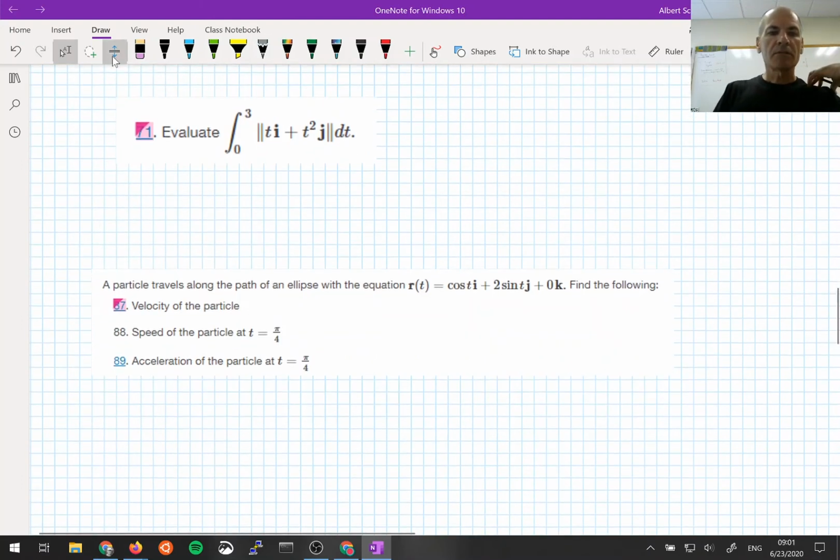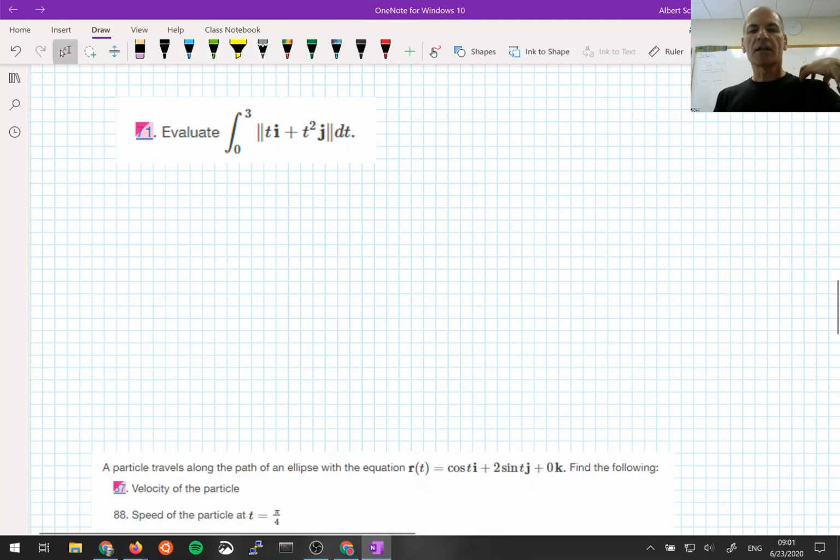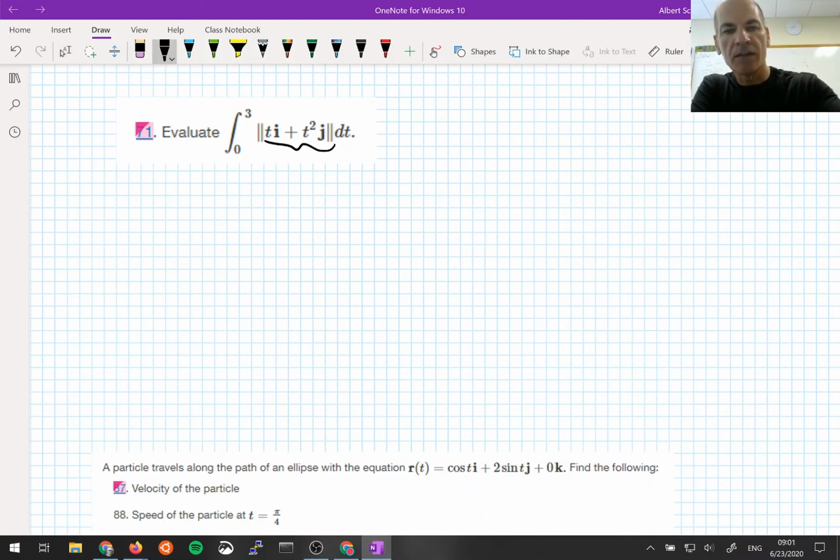All right, in problem 71, this is computational, and it's really just an exercise in understanding the notation. You're being asked to evaluate this integral, and before you can figure out this integral, you better figure out what the integrand is. What is the integrand here? It's the magnitude of this vector. That's the square root of the sum of the squares.